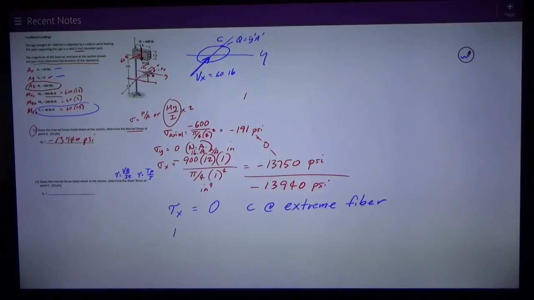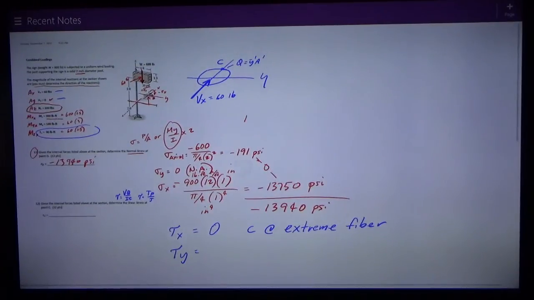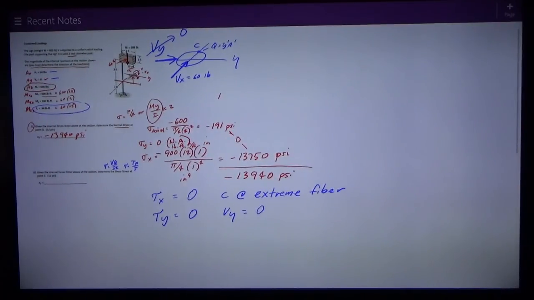Then I have no shear force in the y direction. If I did, I would have to figure VQ over It, but Vy equals 0. Therefore, I say that tau in the y direction due to y shear is 0. So the only thing I'm going to have is torsion shear. Tau is equal to T rho over J.